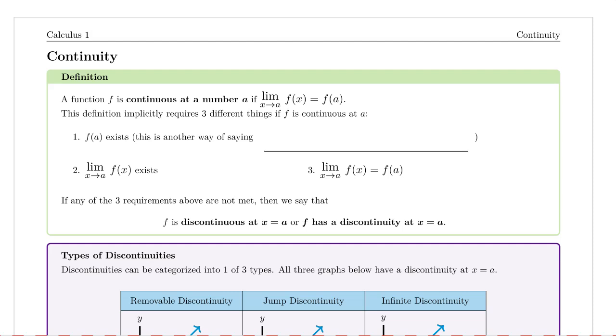The first requirement is that f of a exists. This is another way of saying that a is in the domain of f. The second requirement is that the limit as x approaches a of f of x exists. And the third requirement is that the limit as x approaches a of f of x is equal to f of a. If any of the three requirements above are not met, then we say that f is discontinuous at x equals a, or f has a discontinuity at x equals a.